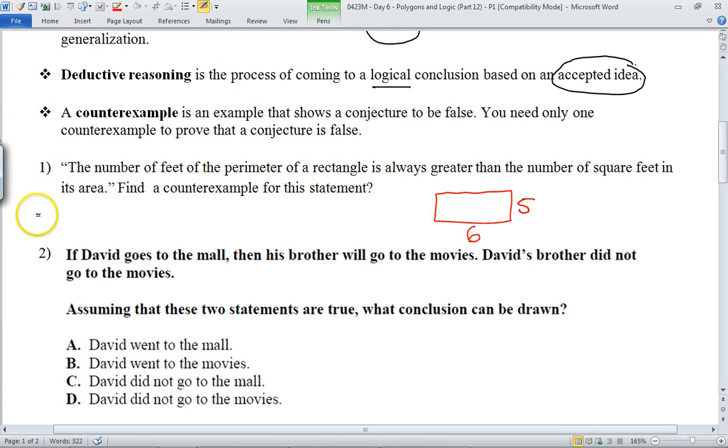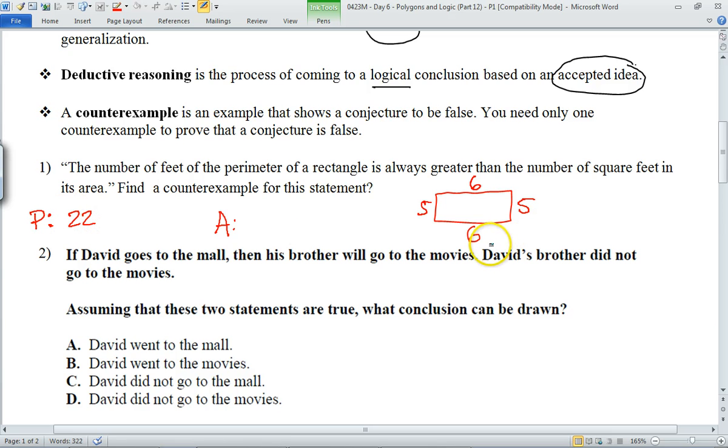Using Andrea's example, what would the perimeter be? And the area. How would I find the perimeter of this thing? What does perimeter mean? How do I do the perimeter, Miss Street? You add up all the sides. So the perimeter, I have 2 6s and 2 5s. So what's the perimeter going to be? 22. Okay? So the perimeter is 22.